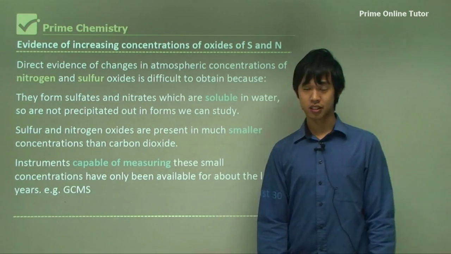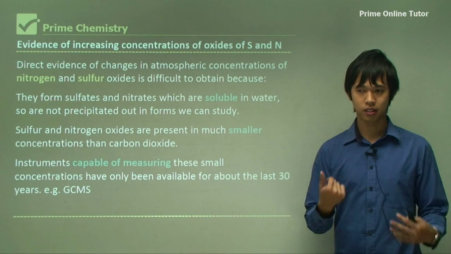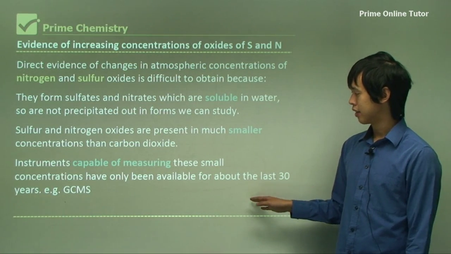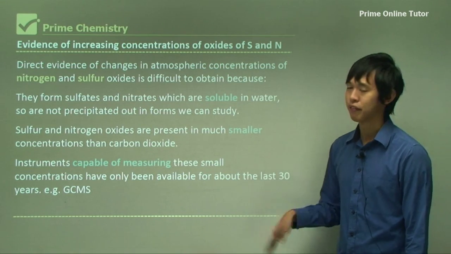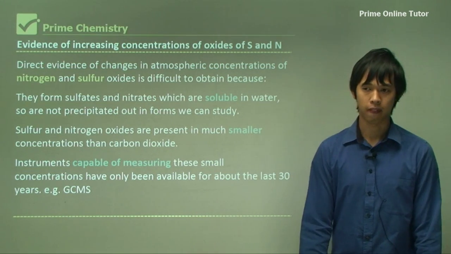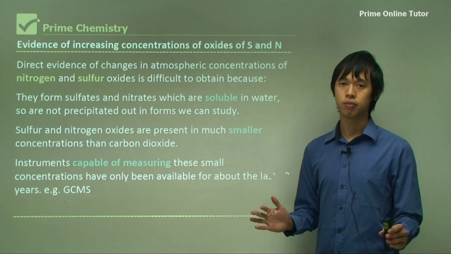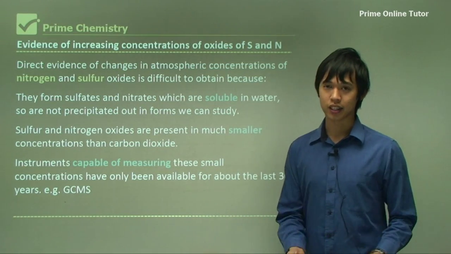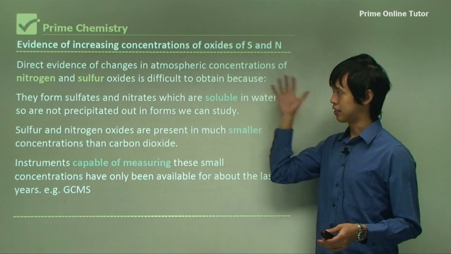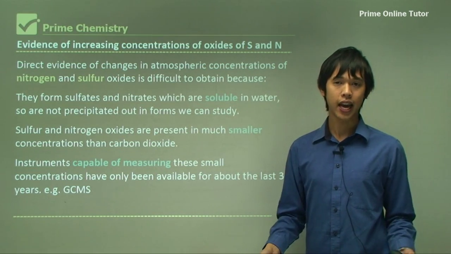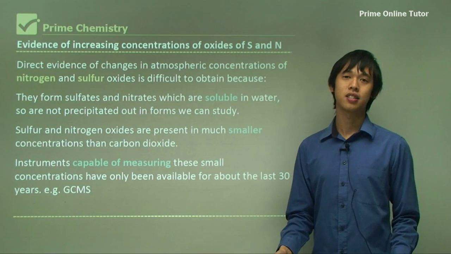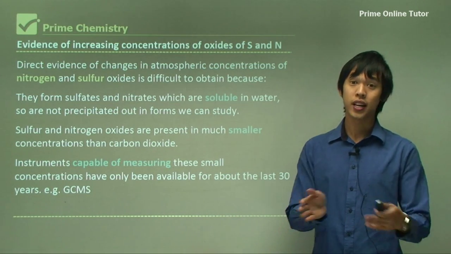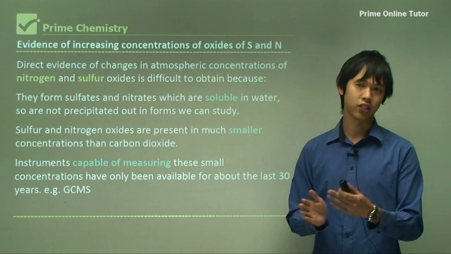Now, there are instruments capable of measuring this, because scientists are very clever and they have come up with them. But they've only been around for 30 years or so. So we can measure it now in this day and age. But the problem is, historically, these sulfur and nitrogen oxides have been around for ages, since the dawn of the industrial era. That was at least 100 years ago. So for that 70 years, we haven't measured anything.